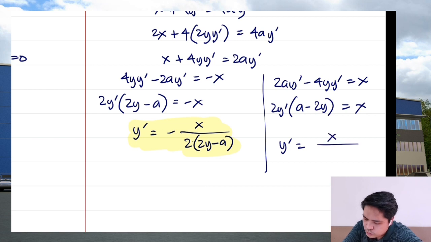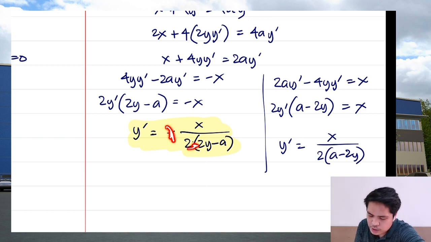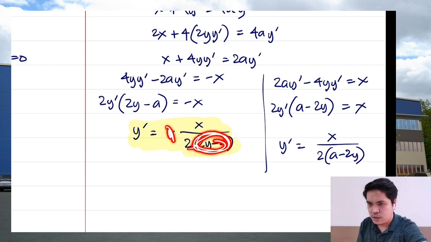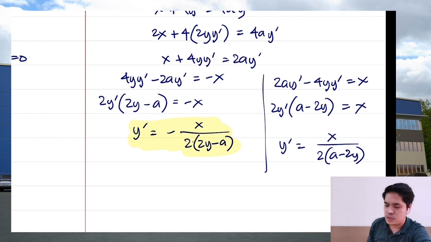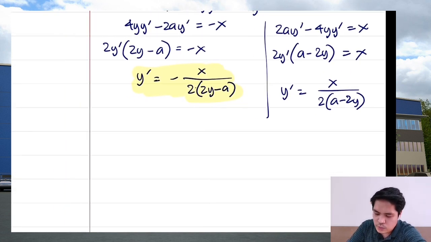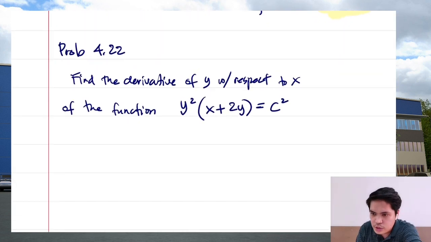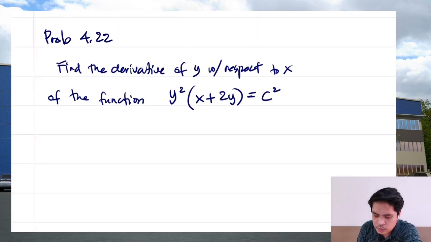So our answer could also be expressed like this. That's x over 2 times a minus 2y. Or simply, you just factor out negative here. Then ma-positive na siya dito. Then ma-flip lang sila, or ma-exchange lang yung positions nila. So you can answer it that way, or either of these answers are correct. Now let's proceed to our next problem, problem 4.22.